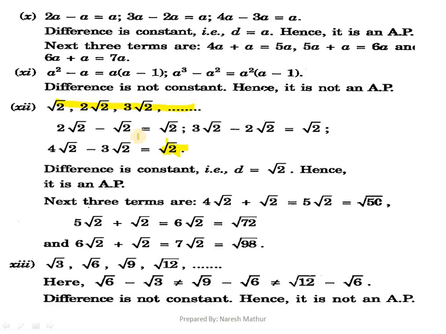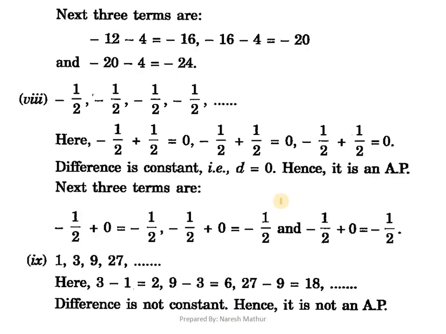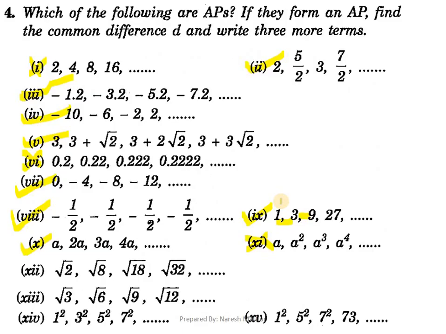So the next values are easily predictable. After 3 root 2 it would be 4 root 2, 5 root 2, and 6 root 2. And if you need to rewrite 5 root 2, it would be root 50. 6 root 2 would be root 72, and 7 root 2, the last term, would be root 98. Isn't it interesting? So yes, they are making an AP.